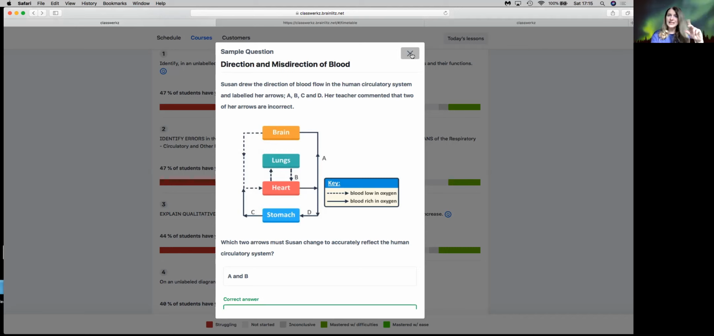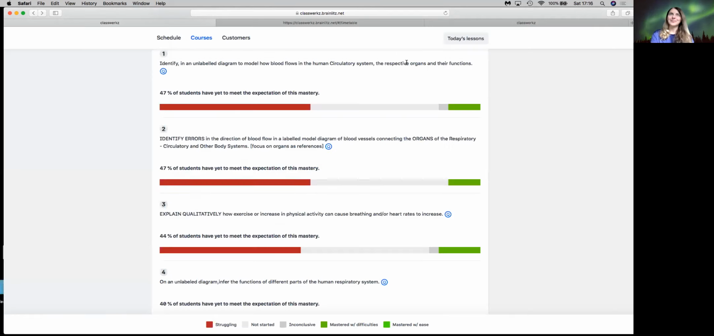Because the layout of this question is very similar to what the students were struggling with in the first question that we saw. So we can definitely infer that it's something about the flow diagram that may have thrown the students, and it's not quite clear to them yet.